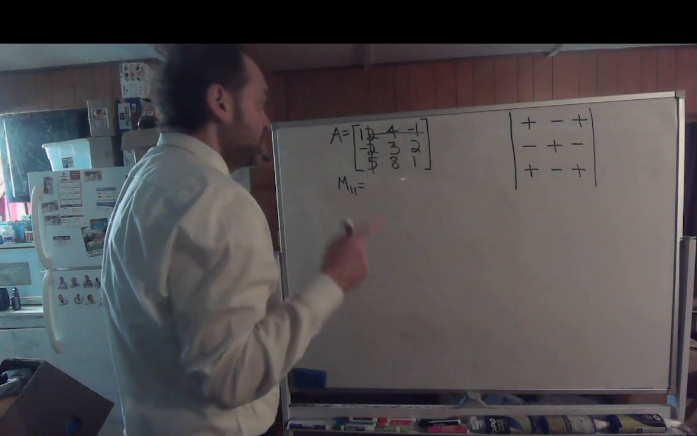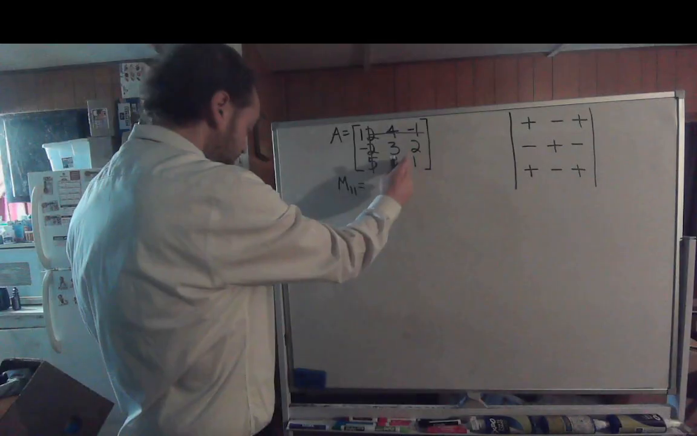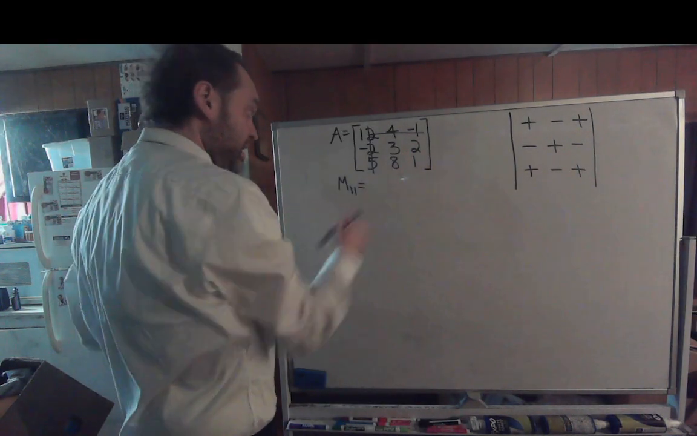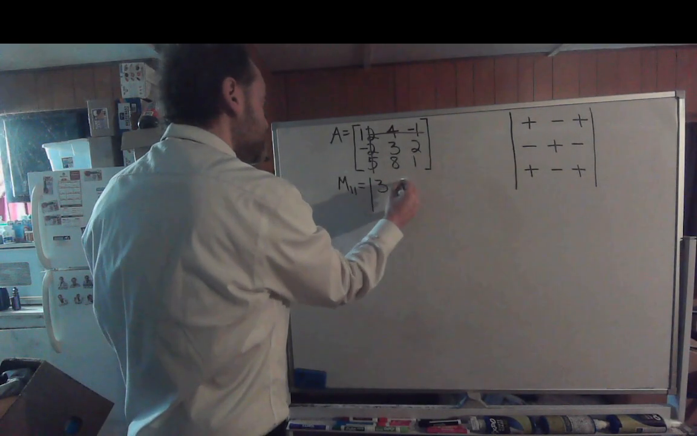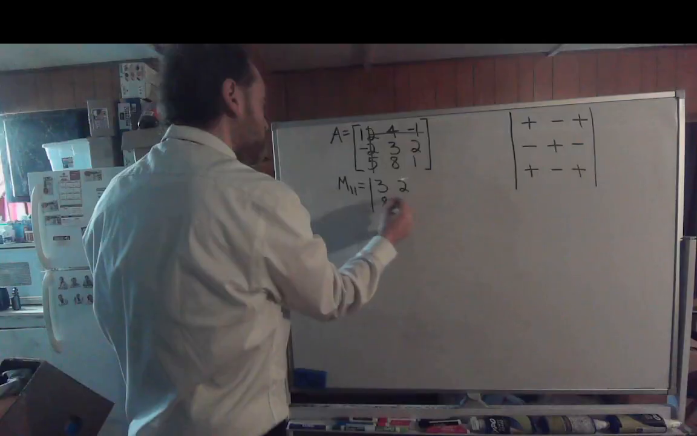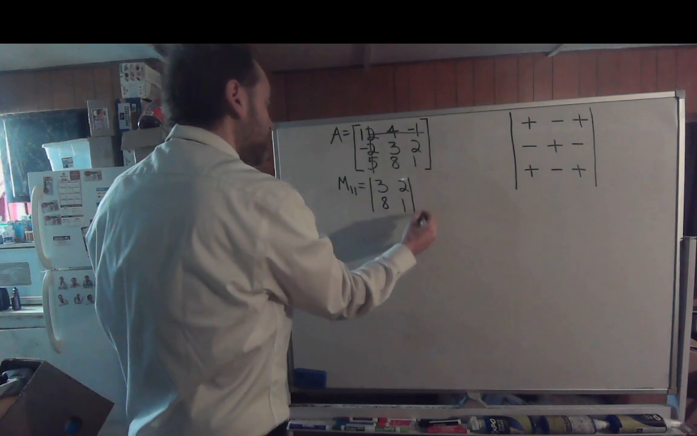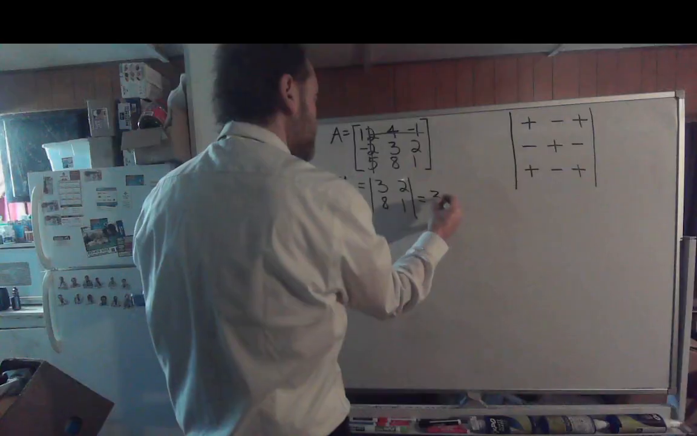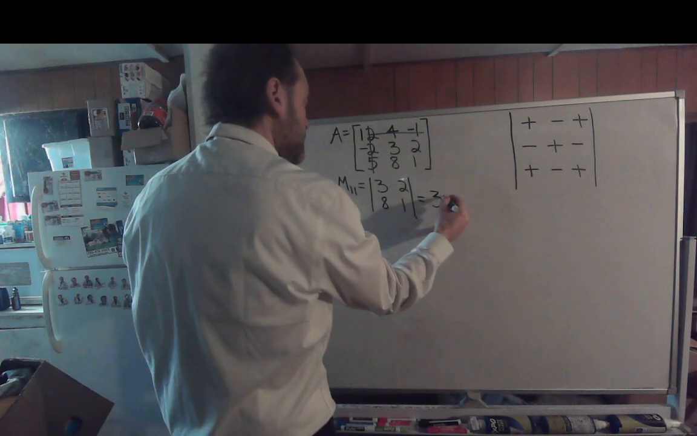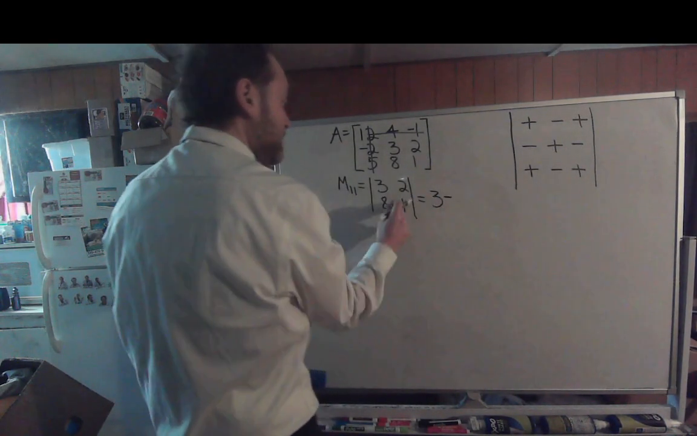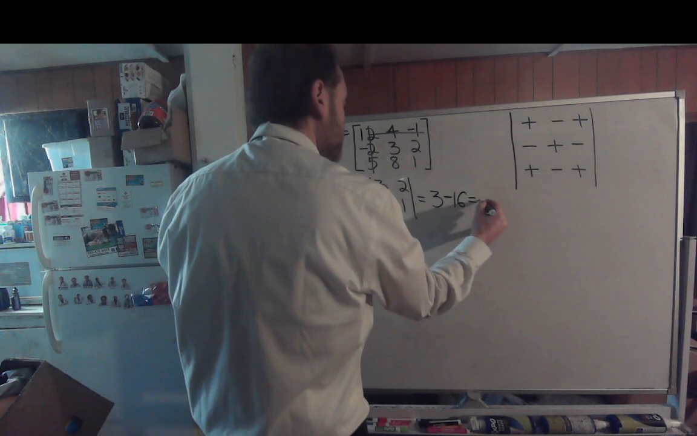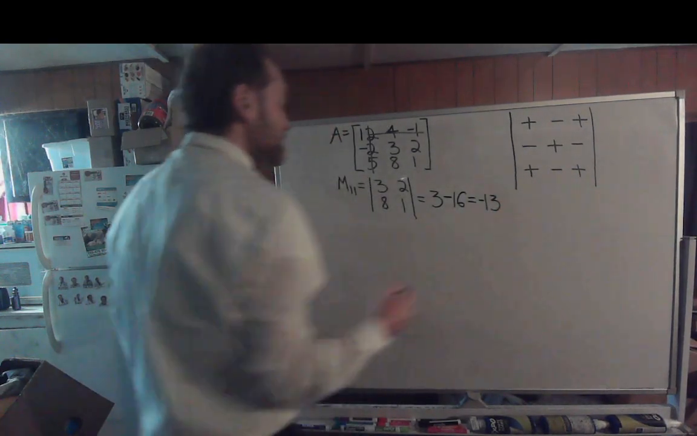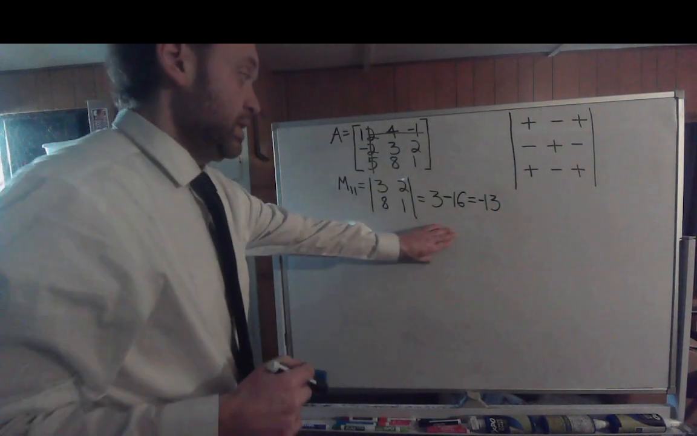Alright, so we're going to take the determinant here of what's left. That'll be, of course, 3, 2, 8, and 1, which would end up being 3 times 1 is 3, minus 2 times 8 is 16, which would be negative 13. So there's minor 1, 1.